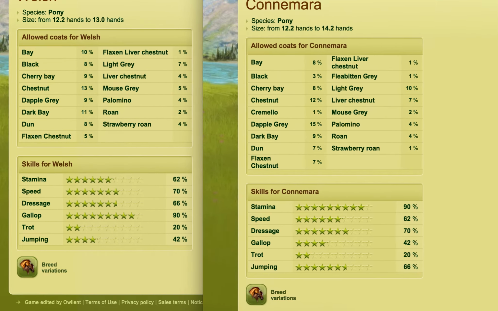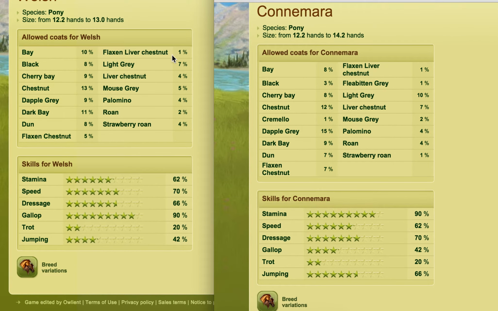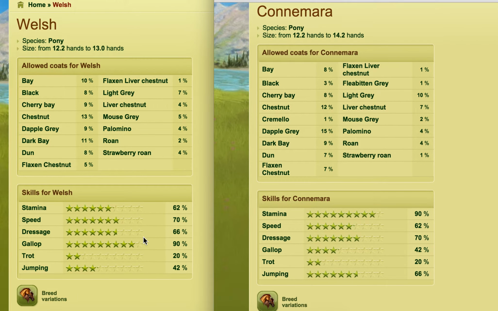I'll bring that down a little bit so you can see. Here, for example, let's say theoretically you were picking for cross country. Cross country's primary skill requirement is stamina, and the secondaries are dressage and jumping. You compare these two, you can see that the Connemara is significantly better at stamina, dressage, and jumping than the Welsh. So you'd be better going for the Connemara for going down that line.